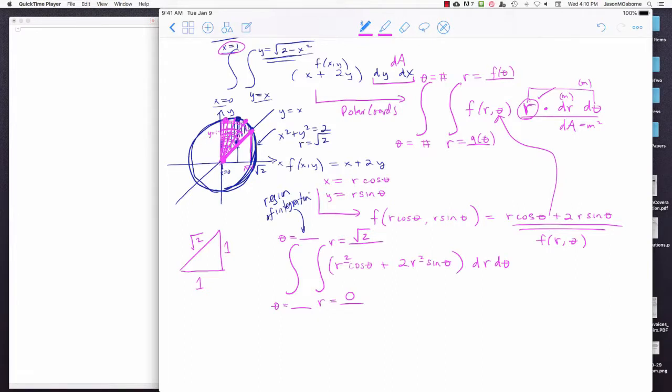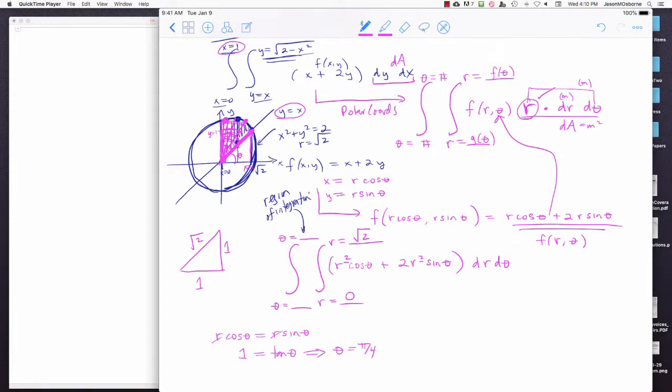And the angle, we need to figure out what this angle is. At what angle did we get the square root of 2 as our radius? You'll notice that here this says that y is equal to x. Since x and y are given in polar coordinates, x is given by r cosine theta and y is given by r sine theta. Dividing by r and by cosine, when is the tangent equal to 1? Which tells you that theta has to equal pi over 4.